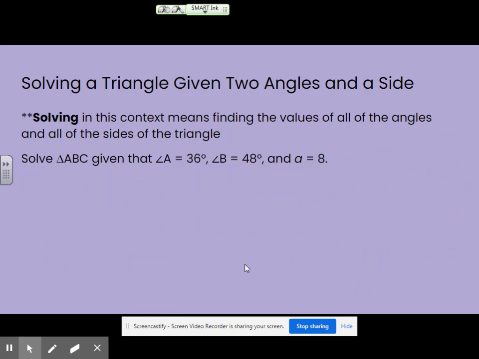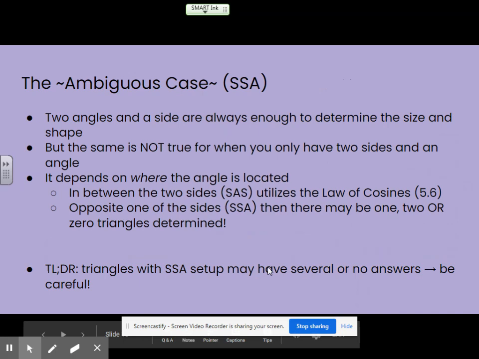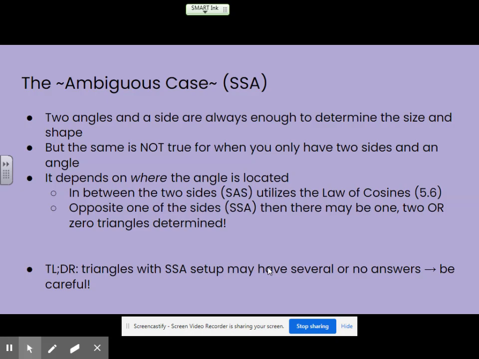So that's all been really nice, and that's what happens when we are given two angles and a side. But what happens if we're not? So we talk about the ambiguous case, or side-side angle. That's when we aren't given our happy two angles and a side. It's when we're only given two sides and an angle.